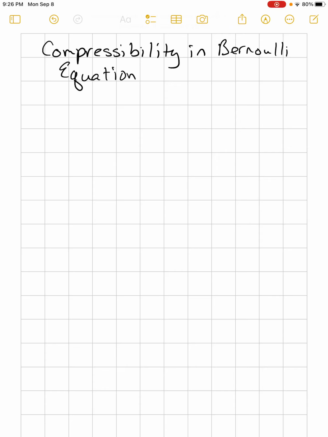Okay, so for the last topic for this section, we're going to talk about compressibility of the fluid in Bernoulli's equation. In a lot of these problems, we have been assuming an incompressible fluid. So let's try to look at what happens when the fluid is compressible, okay? Now this is a special case, and we're going to dig into this more when we get a little bit further on, but this is just to give you an idea of why we keep saying we're dealing with incompressible flows.